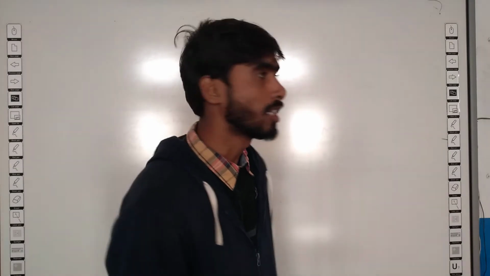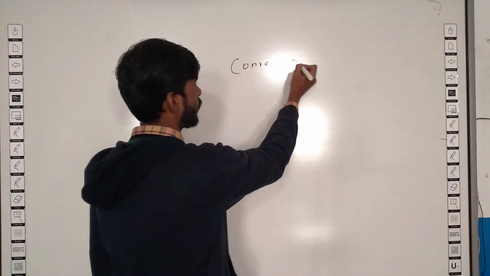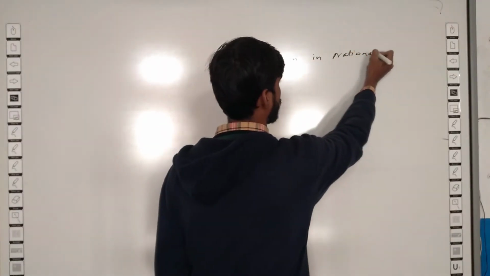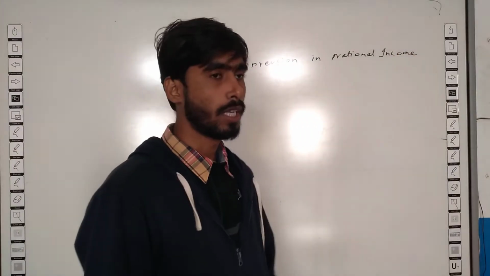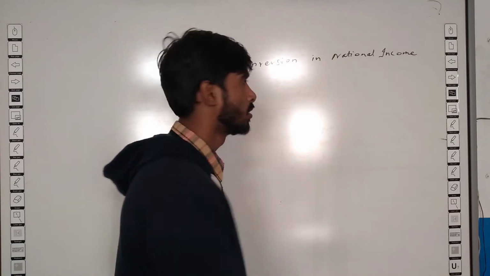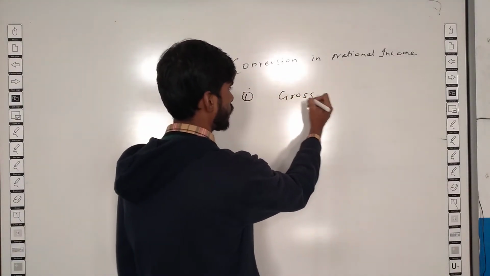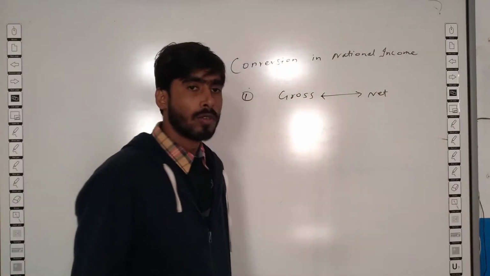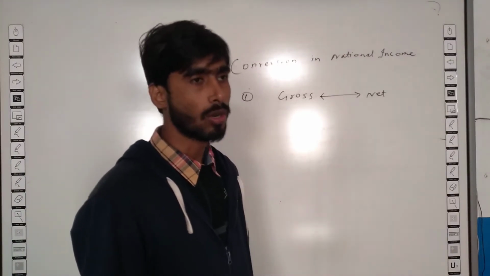Hello students, today's topic is conversion in national income. How to convert different components in national income? There are three conversions in national income. First conversion is from gross to net and net to gross. Depreciation converts gross into net and net into gross.